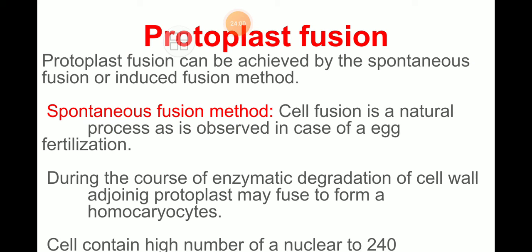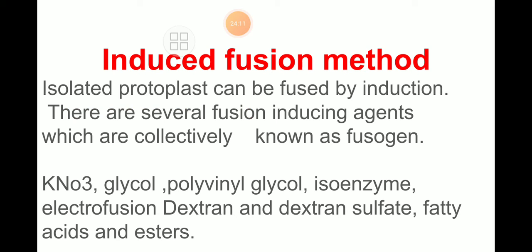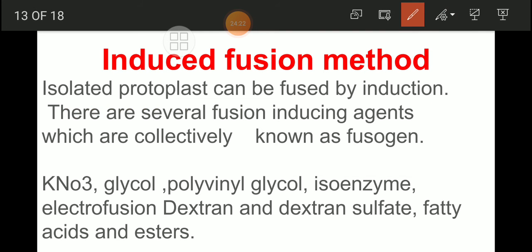So protoplast fusion can be achieved by spontaneous fusion or induced fusion. Now in the case of induced fusion, as I have already said, we have to force them to fuse, and for that we have to use some chemicals. Whenever we use chemicals to fuse the protoplasts, those agents are known as fusogens, because they play the role of fusing protoplasts. They induce the protoplasts to fuse, so they are collectively known as fusogens.